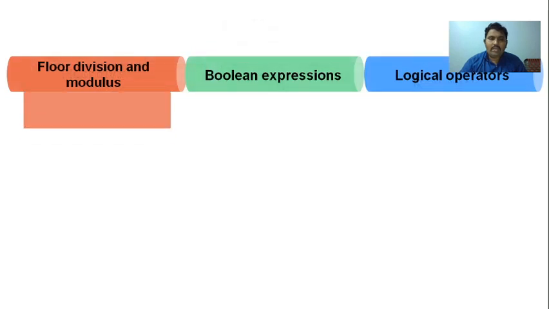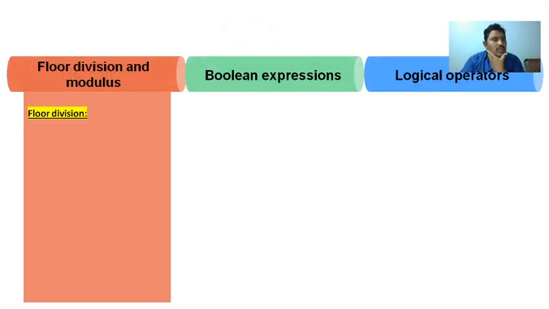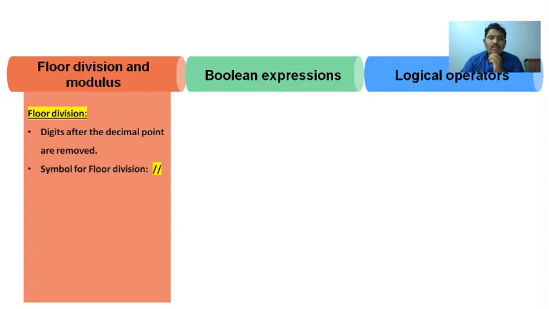So first of all, what is meant by floor division and modulus? In floor division, the digits after the decimal point are removed. For floor division we use a special symbol called double slash. Normally for division we use a single slash. For example, 9 by 2 gives 4.5, but if you use 9 floor division by 2, we get 4. That is, the fraction part will be automatically removed.